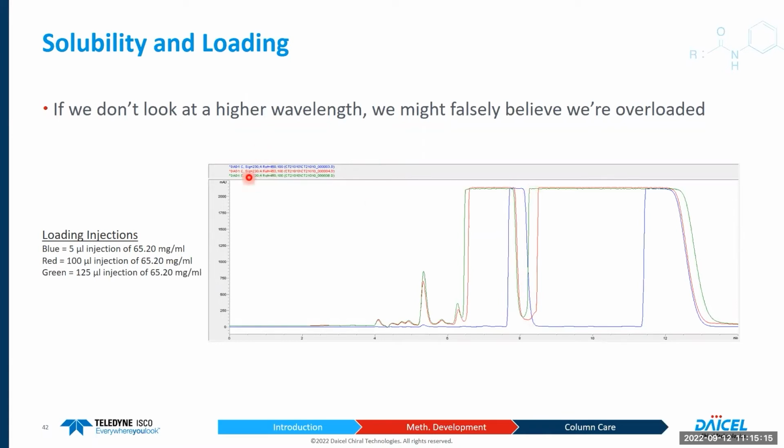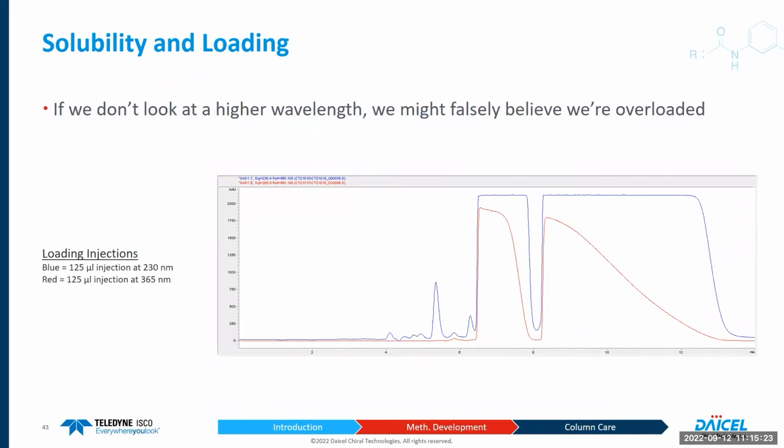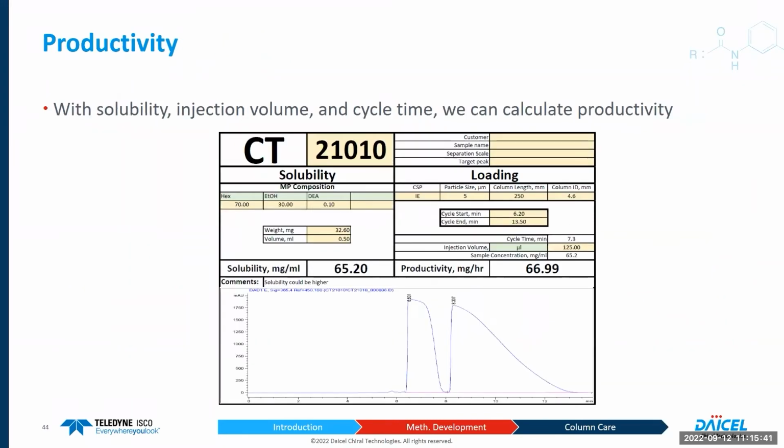But again, this is at 230 nanometers, so the detector is swamped in terms of detecting the amount of material. Overlap that with that chromatogram I previously showed at 365 nanometers, that's now in red here. And you could see, again, we still have a little bit more room that we can load more material onto this prep separation. So if we take those separation conditions, 125 microliters, the solubility, we've got the cycle time, which is the front of peak 1 to the tail of peak 2. Plug that in this spreadsheet that we have internally, and you get a productivity calculation of roughly 67 mgs per hour.